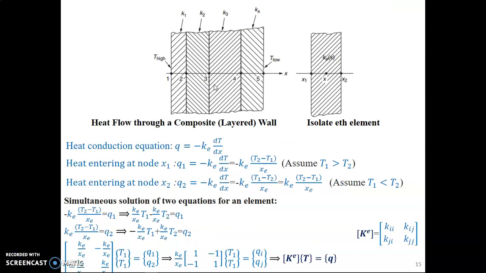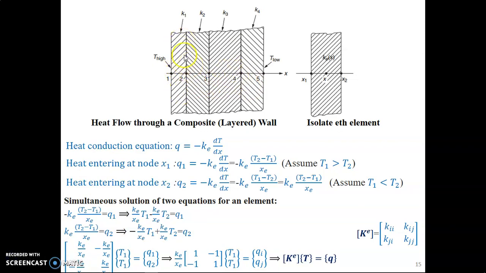Now let us apply the same approach for the direct method to obtain the stiffness matrix or the elemental equation for heat flow through a composite layered wall. So in this composite layered wall, we are having four walls. The composite wall consists of 4 subwalls.